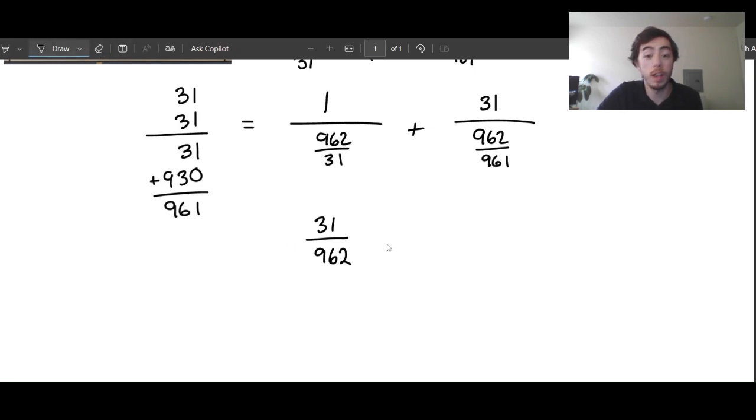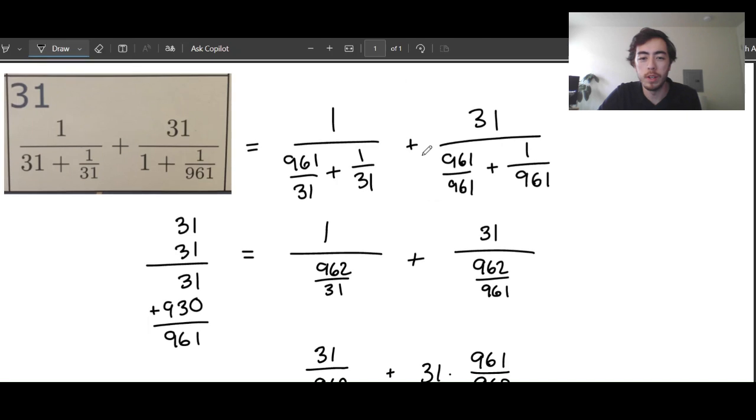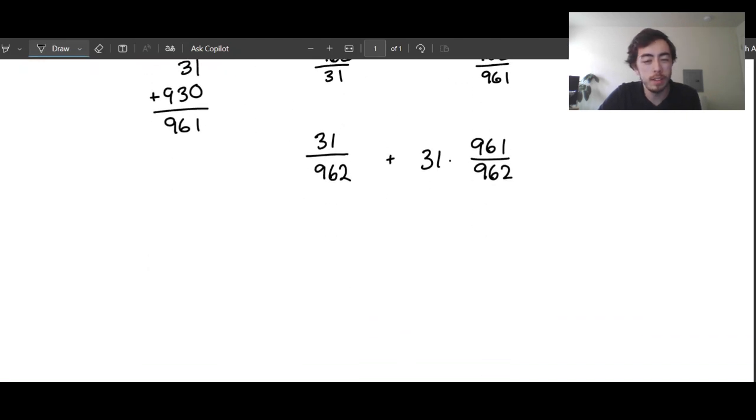And then I'm deciding to multiply by the reciprocal or the flip of my denominator. So that strategy is going to be super useful for this other fraction because we have this 31 on top already. So this will be the same as 31 times, and then flipping the denominator, 961 over 962. And apparently this is the number 31. I don't quite see it yet. There it is. Let's do some factoring.